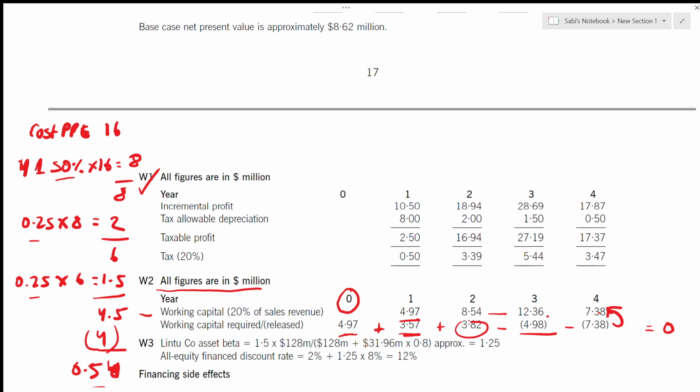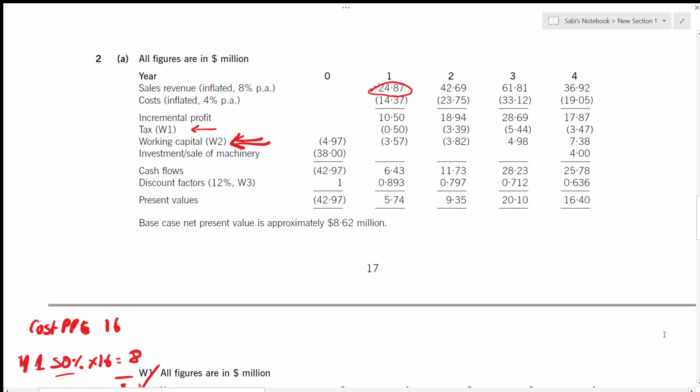Now this same working capital required, you will go and put here, right? 4.97 in negative in bracket because you require it, then 3.57, 3.82, but this and this will be in positive because you're releasing it, right? And then you come to initial investment, which is 38 million. You can check here, right? 38 million. And finally you are getting all your cash flows.